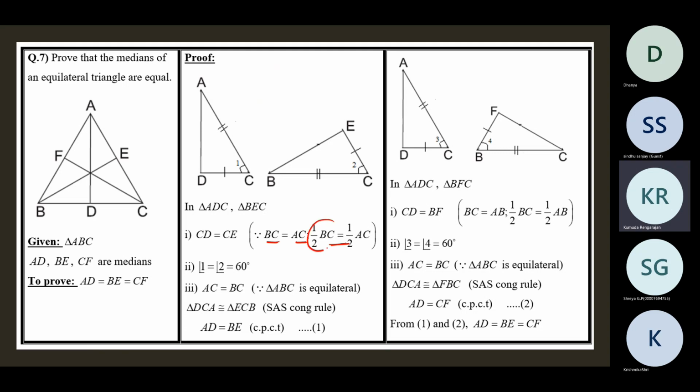Now what is half of BC? CD. You can write BD, but it's not a part of the triangle ADC, so write CD. And what is half of AC? It can be AE or EC, but you write EC because that is a part of the triangle BEC which you have taken up. That's all.